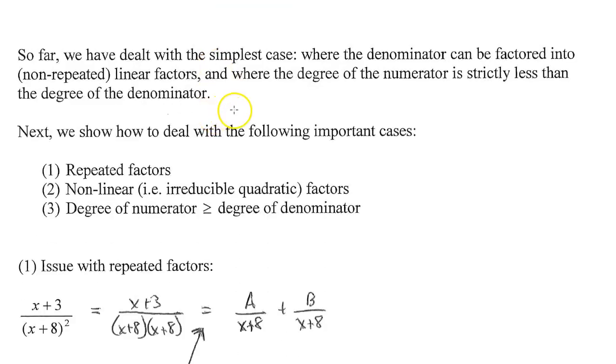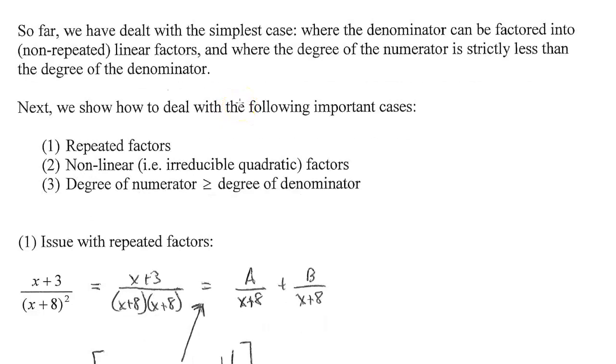Now, so far we've dealt with the simplest case, where the denominator can be factored into non-repeated linear factors, and where the degree of the numerator is strictly less than the degree of the denominator. If the degree of the top is bigger than the degree on the bottom, you have a little bit of an issue. In fact, we really have 3 issues here. What do we do if we have repeated factors? So instead of having x plus 8 times x minus 3, what if we have x plus 8 times x plus 8? That's a repeated factor. It happens twice.